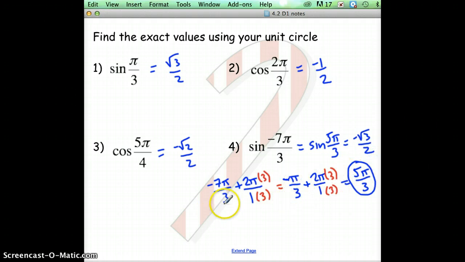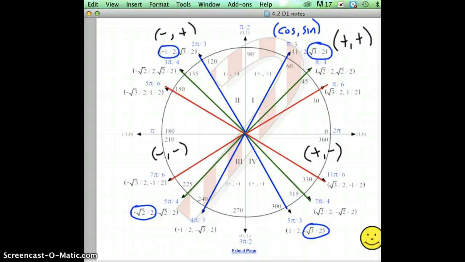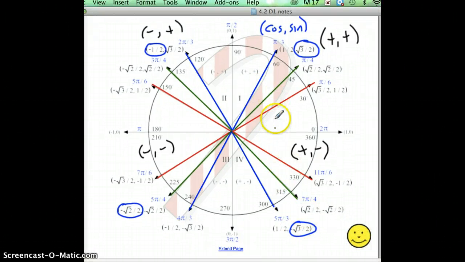Do you see how negative 7 pi over 3 is the same thing as negative pi over 3 is the same thing as 5 pi over 3? Let's think about that negative pi over 3 for a second. Here is pi over 3, 60 degrees. Here, let me mark it. Okay, here's pi over 3. Negative pi over 3 would go the opposite direction. So this 5 pi over 3 is the same thing as negative pi over 3. If positive is 60 degrees, negative would be negative 60 degrees. It would land here.